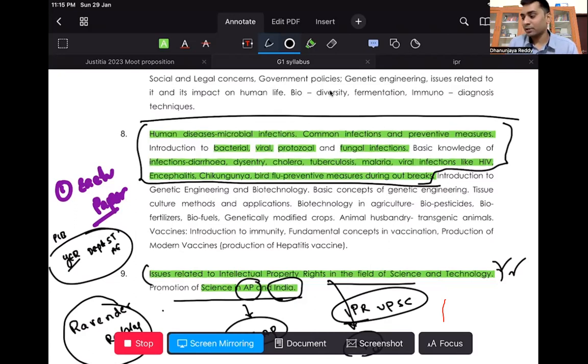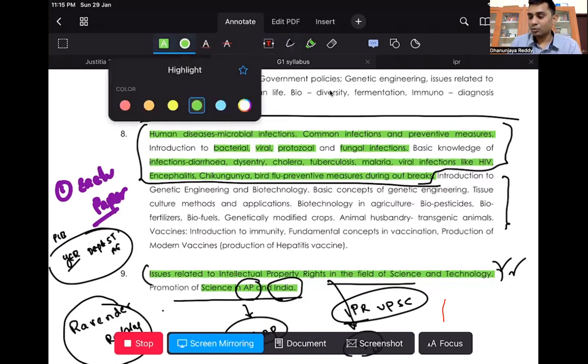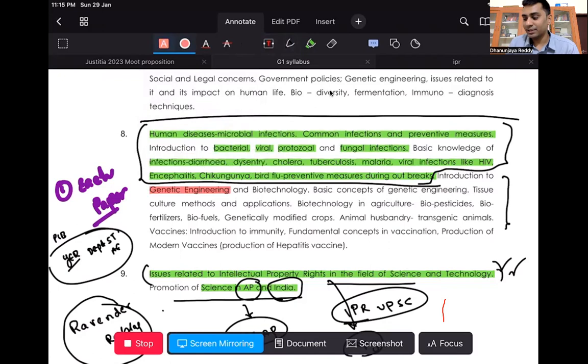This is the second chapter. He will ask questions from this. So look here, what is important here? You have to study about genetic engineering, biotechnology.